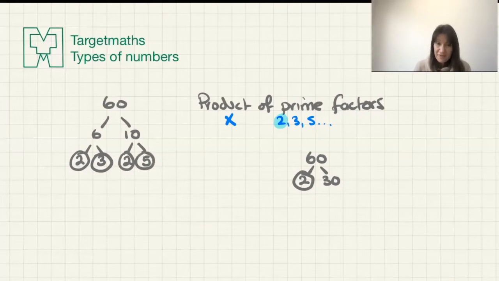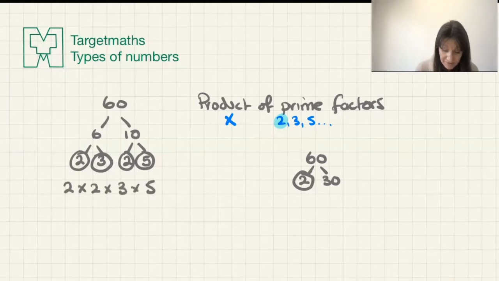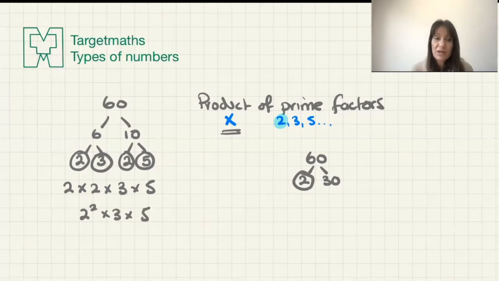I have finished. Every number I've got now has a circle around it because it's prime, which means I don't want to work on it anymore. So the product of prime factors is, and we don't leave it there, we write 2 times 2 times 3 times 5. Because obviously I've got that product that I've also got to include in my answer, that times sign. You could tidy this up and say that that is 2 squared times 3 times 5. Either way, the examiner is going to be happy with your answer.